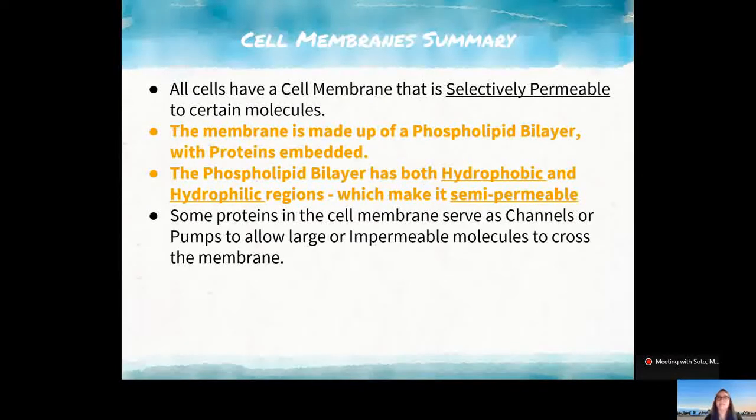And some proteins in the cell membrane serve as channels or pumps that allow the larger or impermeable molecules to cross through the membrane. So the things that don't like the phospholipids are able to go through the channels if we need them in the body, in the cell.